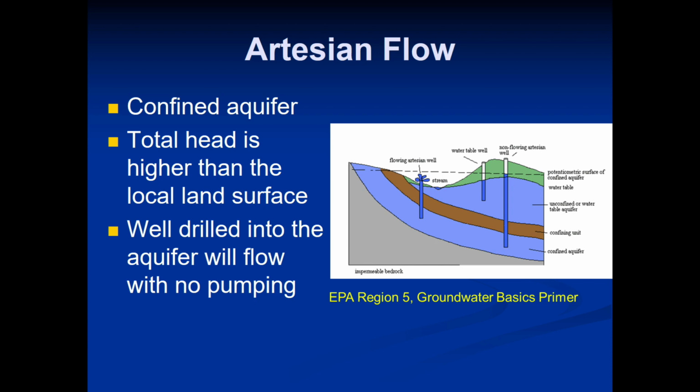Artesian flow. Water in confined aquifers is under the pressure of its own weight, creating a pressure level beneath the surface. The water flows from the pressure of its weight. So a well drilled into the aquifer will flow with no pumping.